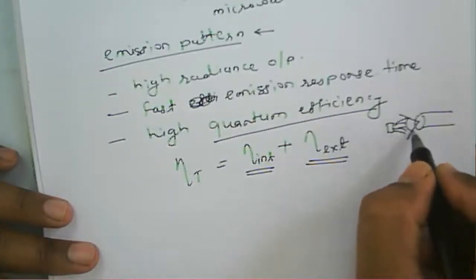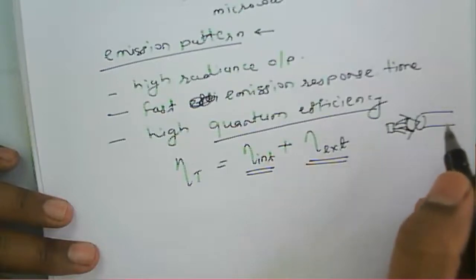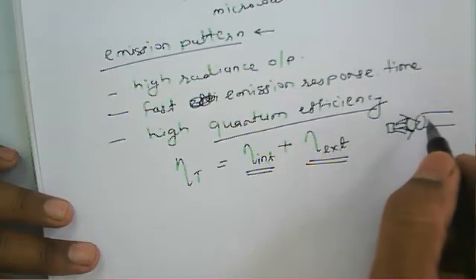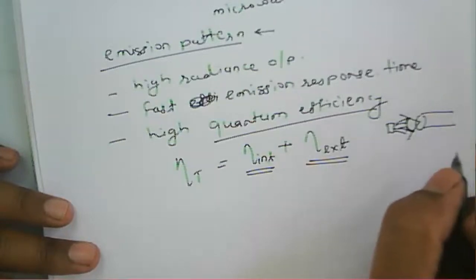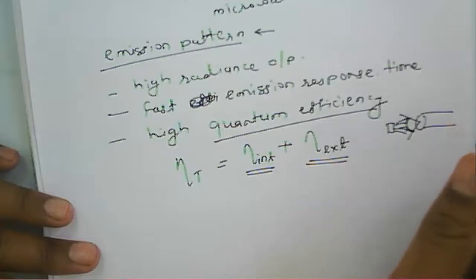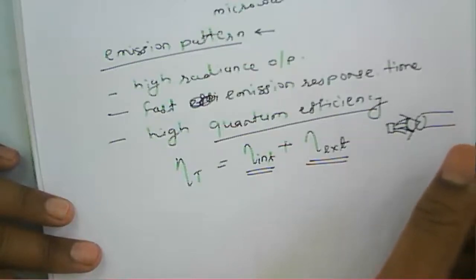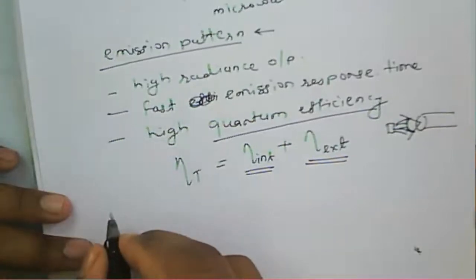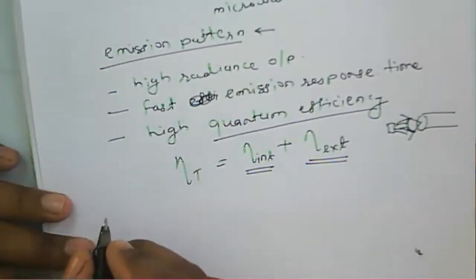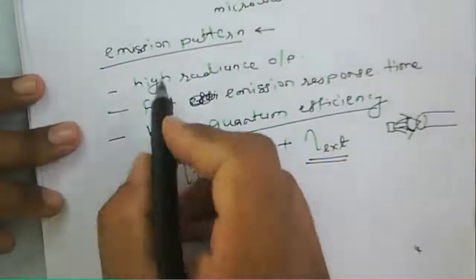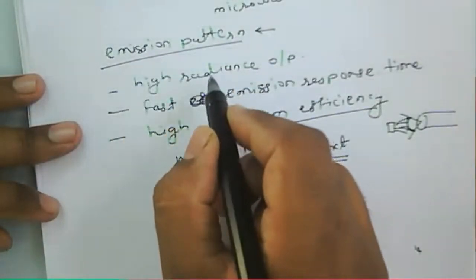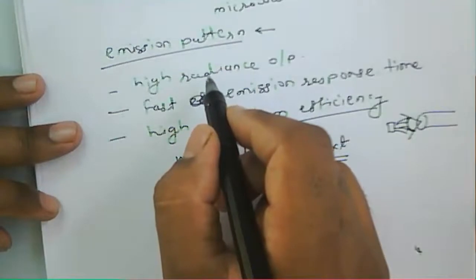External quantum efficiency is what? For the given numerical aperture or acceptance angle of a fiber, your light is emitted inside or propagating through the fiber. That is the quantum efficiency of the given material. Then, for the given emission pattern, we require the high radiance of the output.